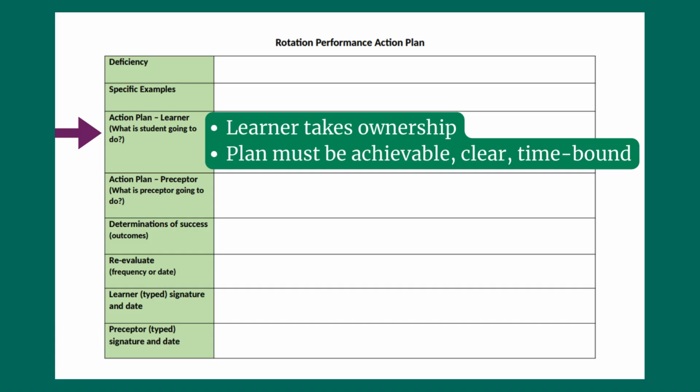Action plan for the learner. This is where we ask, what will the student do to improve? The action plan should be achievable, clear, and time-bound. For example, the learner might commit to reviewing protocols, practicing clinical scenarios, or using specific tools like checklists. The key here is ownership, so have the learner help craft this, not just passively receive it.